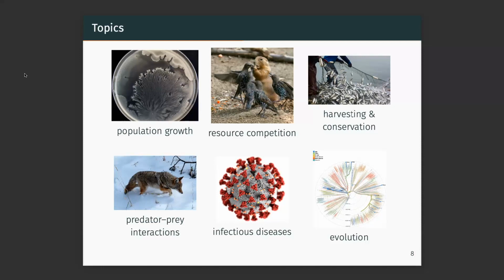I mentioned infectious diseases. That's going to be a big component towards the end. This is supposed to be a representation of SARS-CoV-2, which causes the COVID-19 pandemic. So we'll be thinking about how we can use ideas from, say, predator-prey models or competition models to understand infectious diseases, how they spread, and also how they evolve.